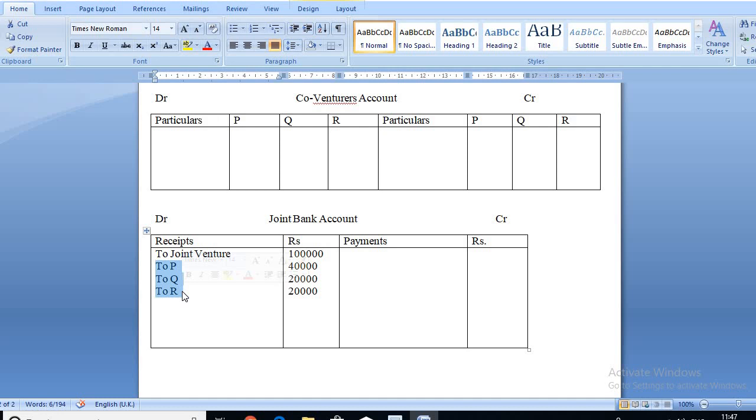For the same transaction, we have to make another entry, that is cross posting, where P, Q and R are credited. So in the P, Q and R accounts, make a credit entry. So by joint bank, how much P? P 40,000. Q 20,000 and R 20,000. Now the second transaction is over.